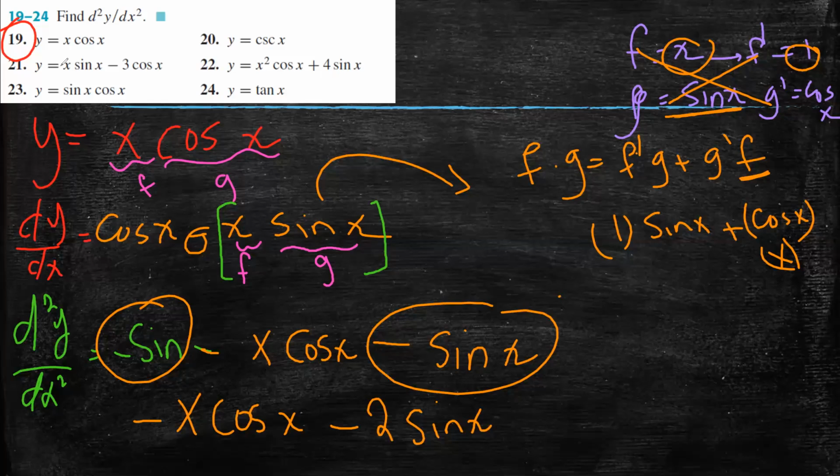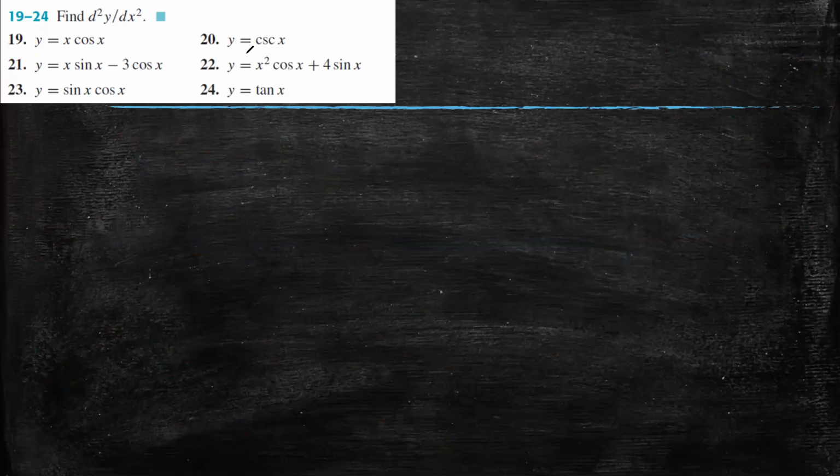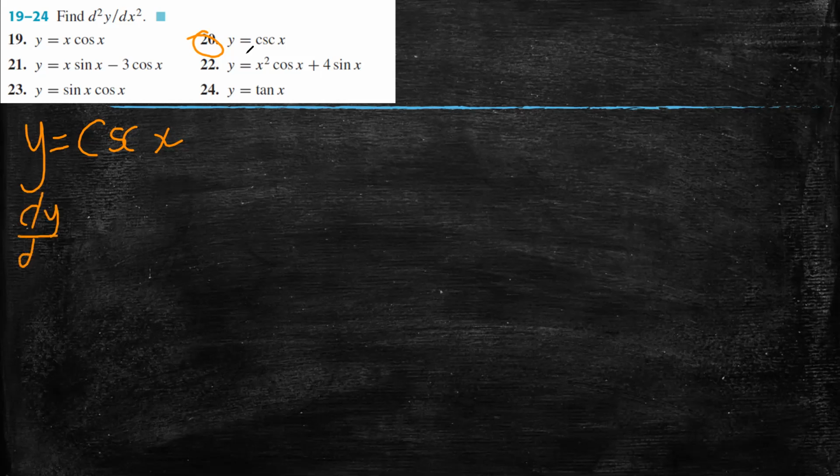No, teacher. Okay. Let's solve now number 20. In number 20 here, y is equal to cosecant x. So I need now to find y prime and y double prime. So the first step, what is the derivative of cosecant? Negative cosecant times cotangent. Thank you. Negative cosecant x cotangent x.